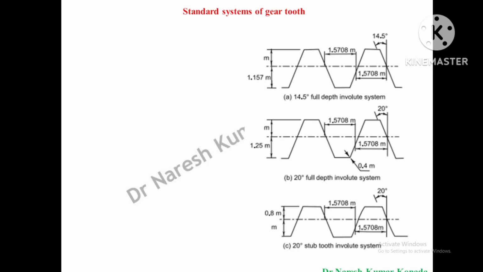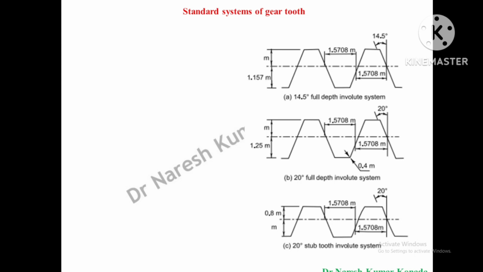For the spur gears and for the remaining gears also, we will generally use the 20-degree full depth involute system, where we have the addendum as m and the dedendum as 1.25 times m. And the tooth distance here is maintained as 1.5708 m, considering one point on one tooth and another point on the other tooth, we have 1.5708 m.